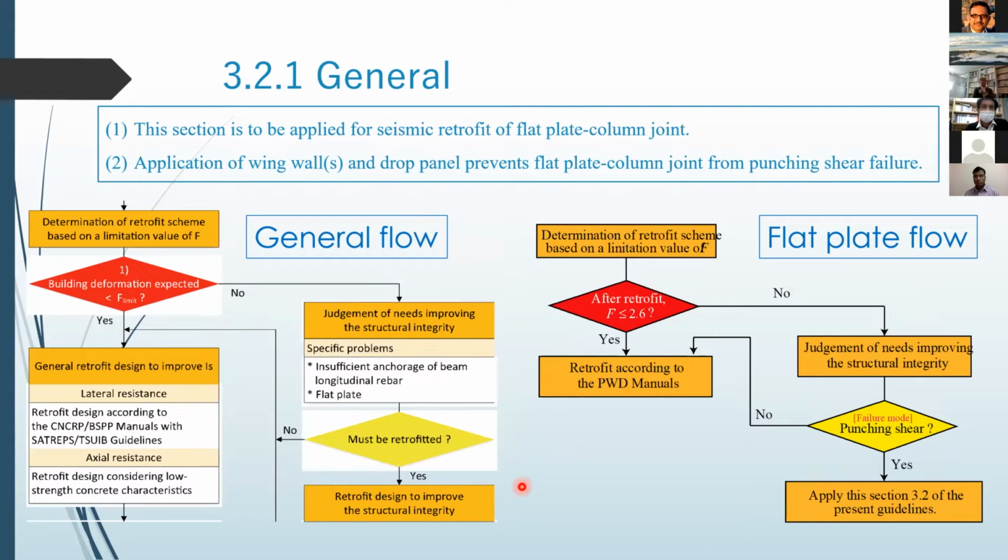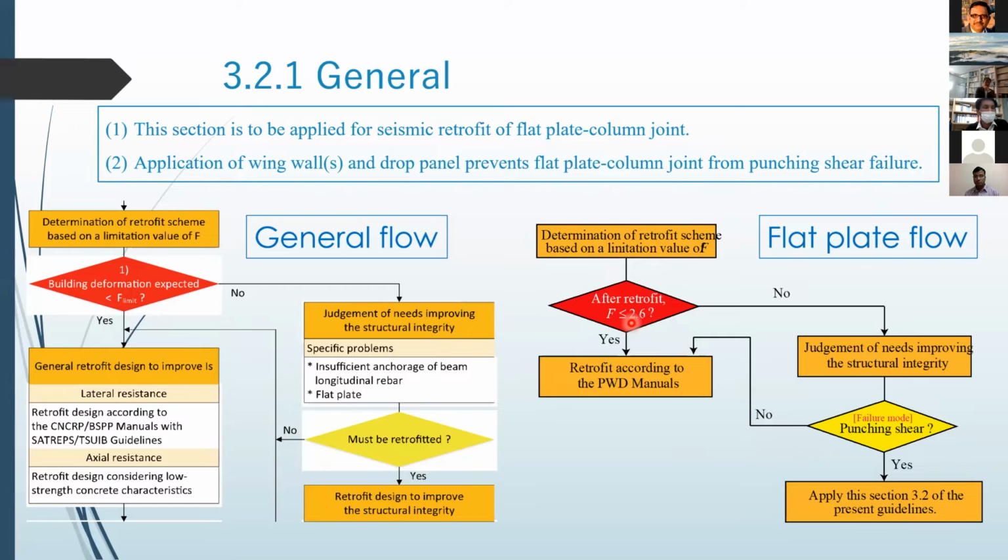This is the general flow of this guideline, which was already explained by Professor Sanada. In the case of flat plate structure, this general flow can be drawn as this flow chart simply. First, determination of the retrofit scheme based on the limitation value of F, the upper limit of the F index in the case of flat plate structure.